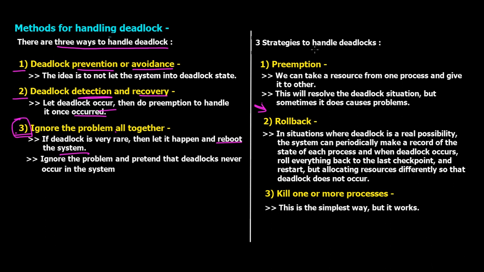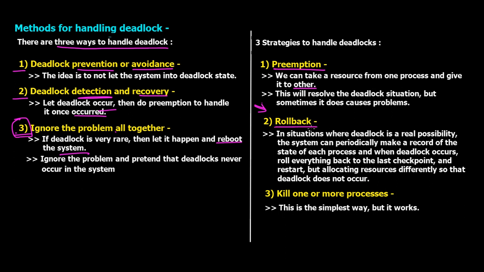Now the strategies, as I mentioned, to handle deadlocks are preemption. So what if a deadlock has happened, right? So we can take a resource from one process and give it to another. So the no preemption condition, we reverse it and we perform preemption, which means that we stop a process from accessing a resource externally and then give it to the other process which was demanding it, and then we resolve the deadlock. But then this sometimes causes other problems, that one process is stopped in between, right?